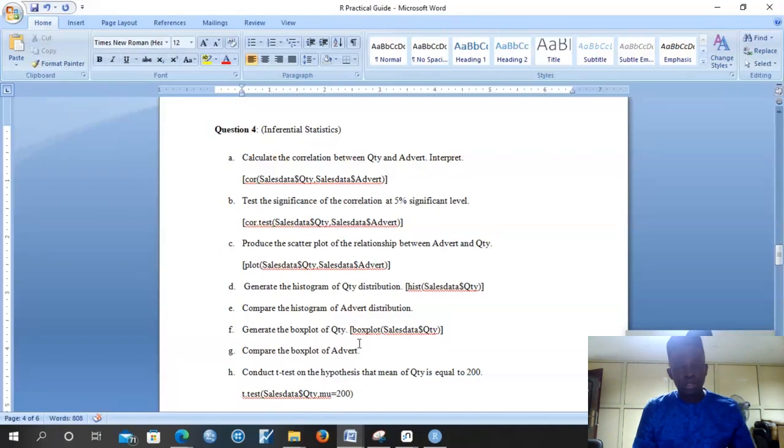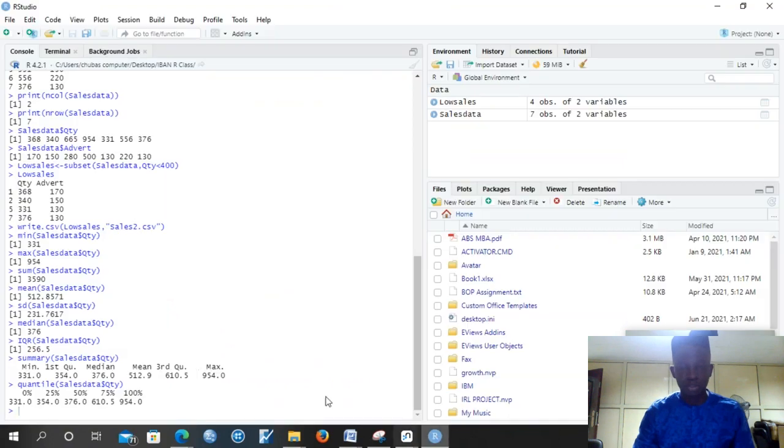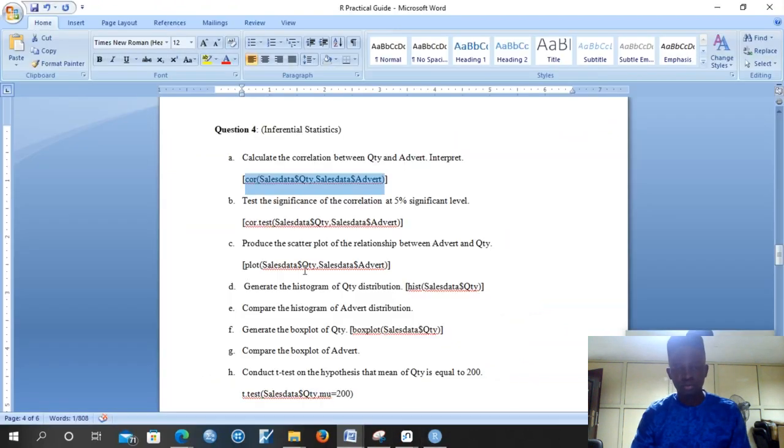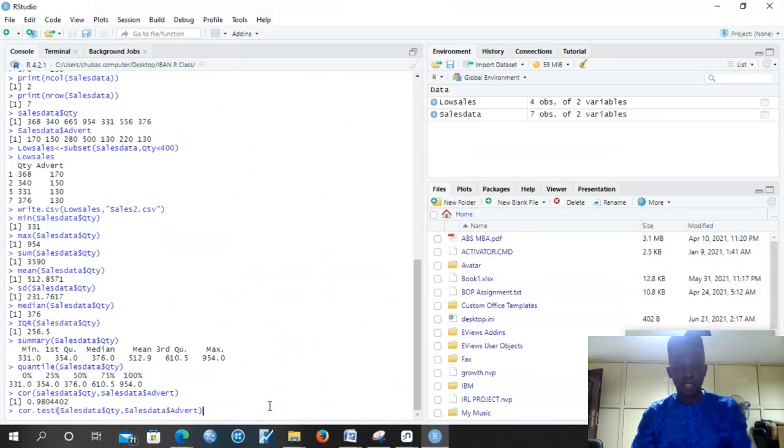The next question is about inferential statistics. We start from correlation between quantity and advert. Recall that we assess each one by putting $ sign before the name. So the correlation result is 0.98. This shows there is a high positive correlation between the quantity and the advert.